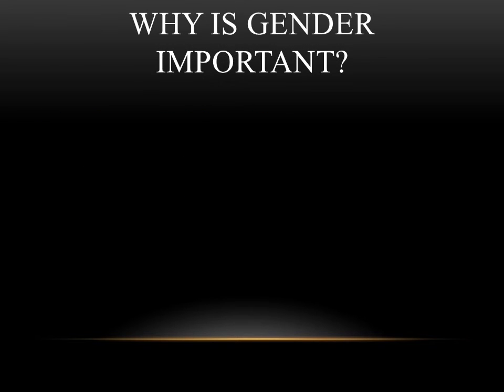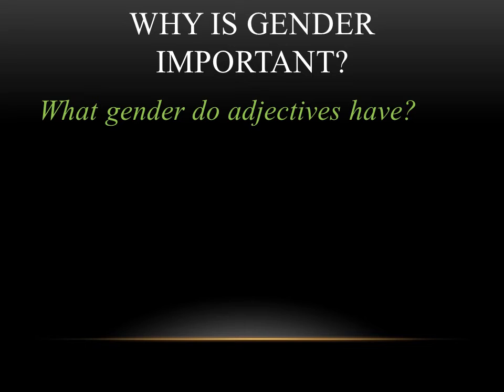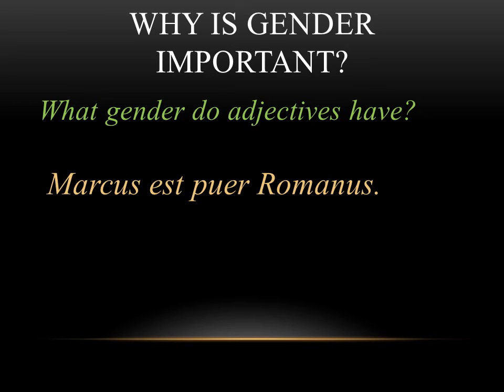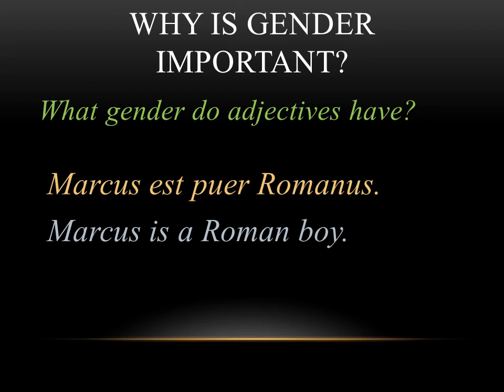So you might be asking, why is gender important? Well, it's important for a couple reasons. But first, you want to think about, what gender do adjectives have? So specifically, we've been talking about nouns up until this point. But what about adjectives? So let's look at this sentence. Marcus est puer Romanus, or Marcus is a Roman boy. The noun here, or one of them, is puer, which means boy. And we can see that it's being modified by the adjective Romanus, a Roman boy.